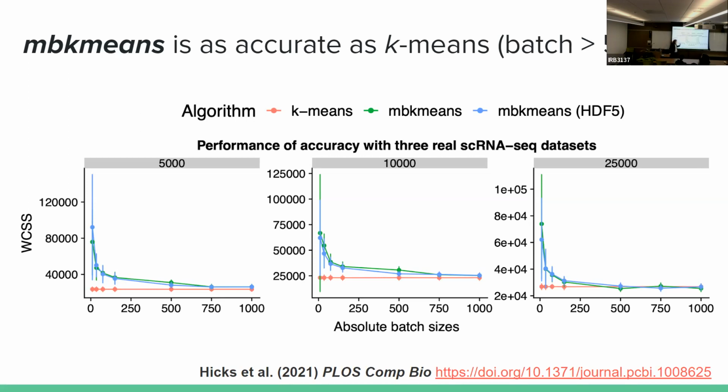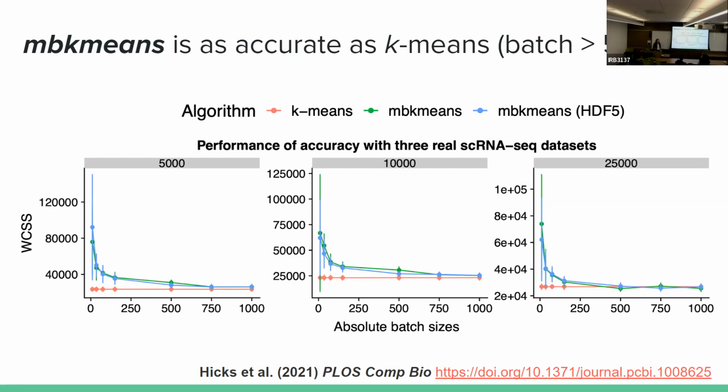And then as you load a larger batch size into memory at any given point in the algorithm, you see very similar estimates of within cluster sum of squares to k-means. So again, the take-home message is mini batch k-means is as accurate as k-means for larger batch size. In our experience, 500 is about right.